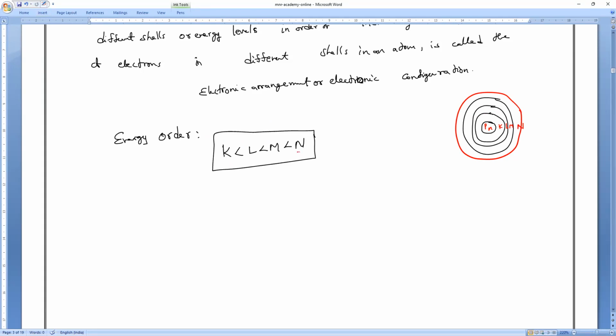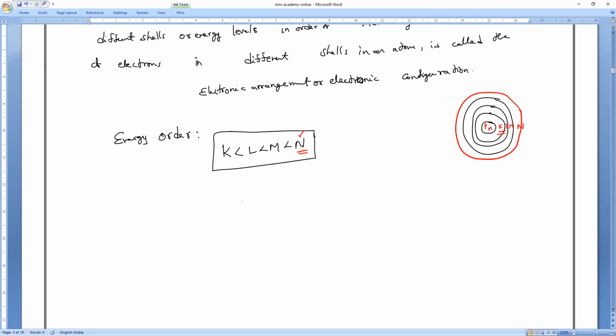So which shell has maximum energy? The valence shell, N shell. The shell which is near to the nucleus, which shell? K. Do you understand? K. So that is what you have to remember.